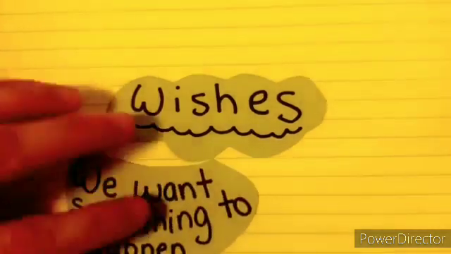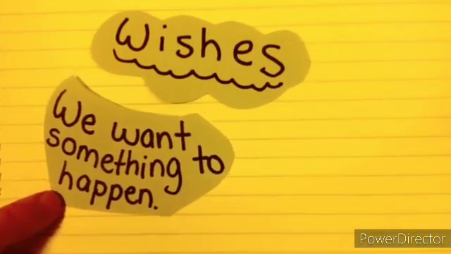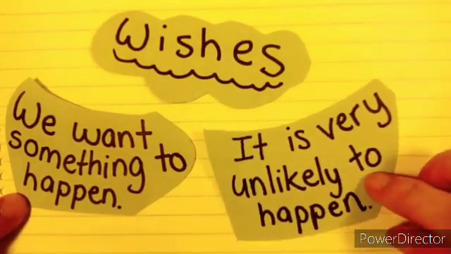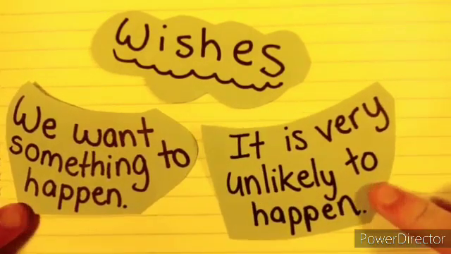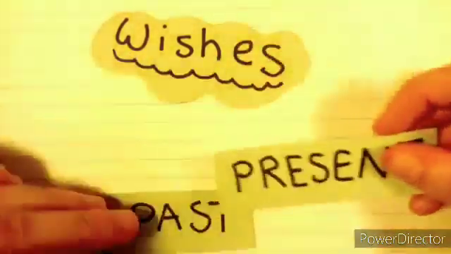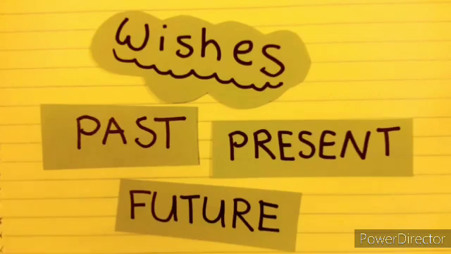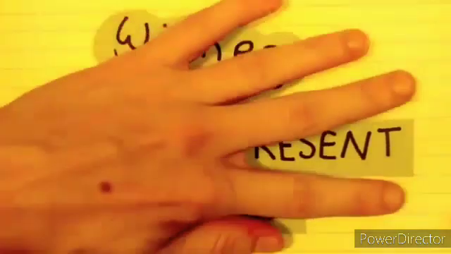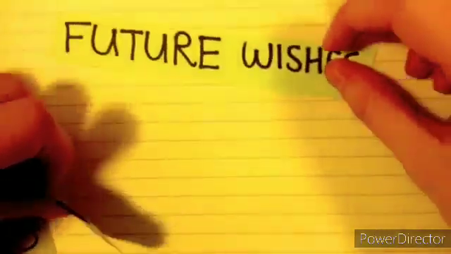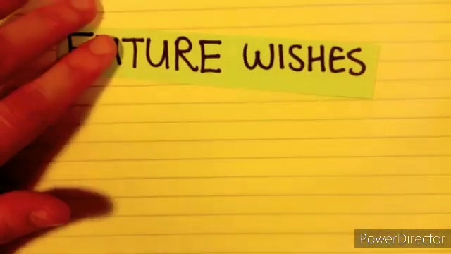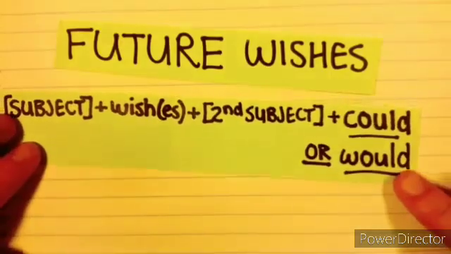So firstly, a wish is something that we want to happen, but that is impossible or is very unlikely to happen. We can talk about wishes for the past, the present, or the future. So let's start by talking about how to express wishes for the future. This can be a wish for the immediate future or a long-term wish. To talk about wishes for the future, we follow this pattern.